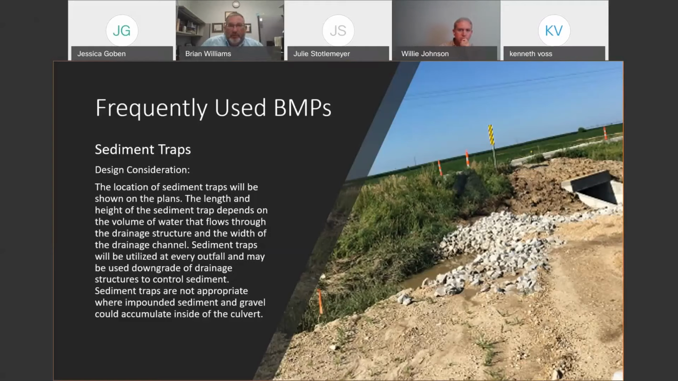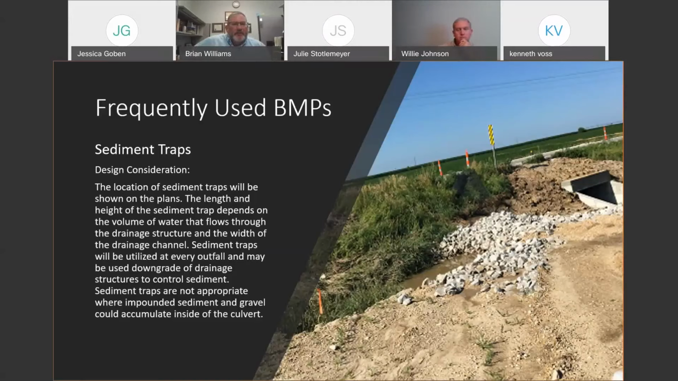Okay? An outfall basically is where water is leaving our site and hitting the waters of the state. They should be at every outfall. Okay, so there shouldn't ever be a question, where do we need a sediment trap and where don't we? Every outfall should have a sediment trap.